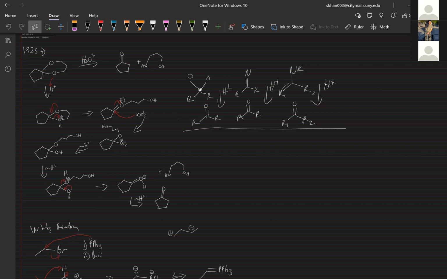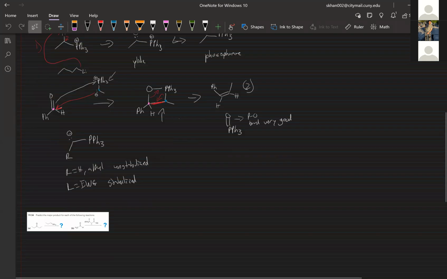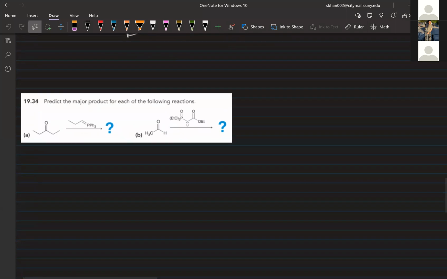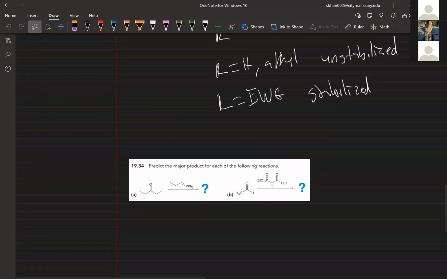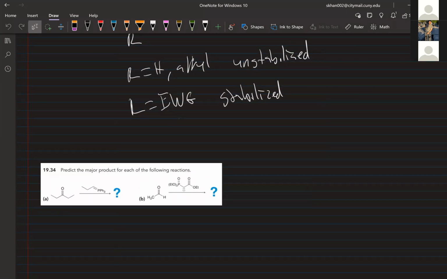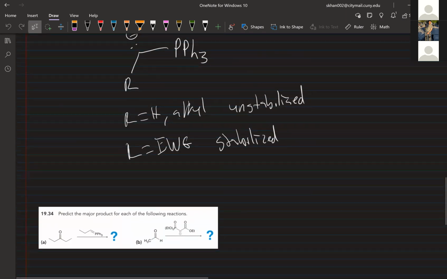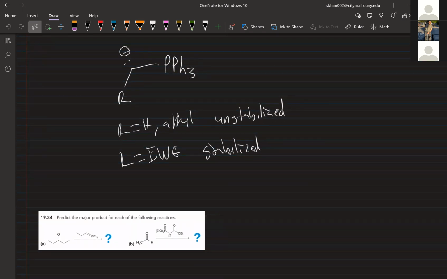Okay, let me paste this question, and then we'll move on to carboxylic acid stuff. Actually, I'll let you guys take a minute or two to try it, and I'll leave what we have up there. The task is to draw out the major products for both A and B over there.